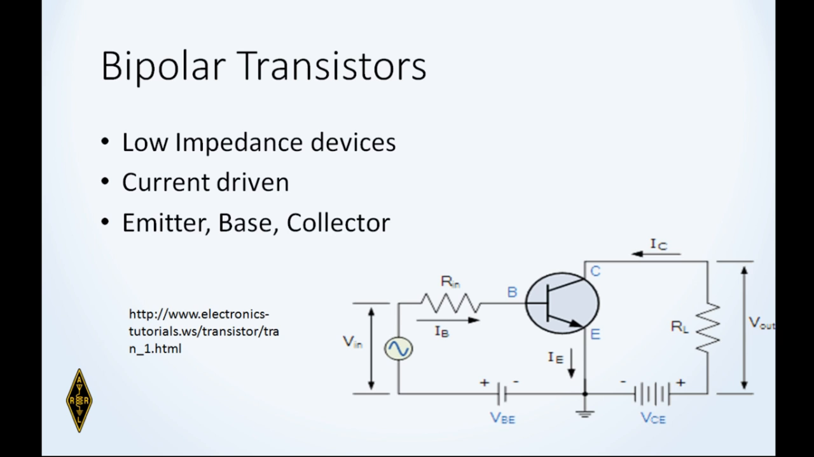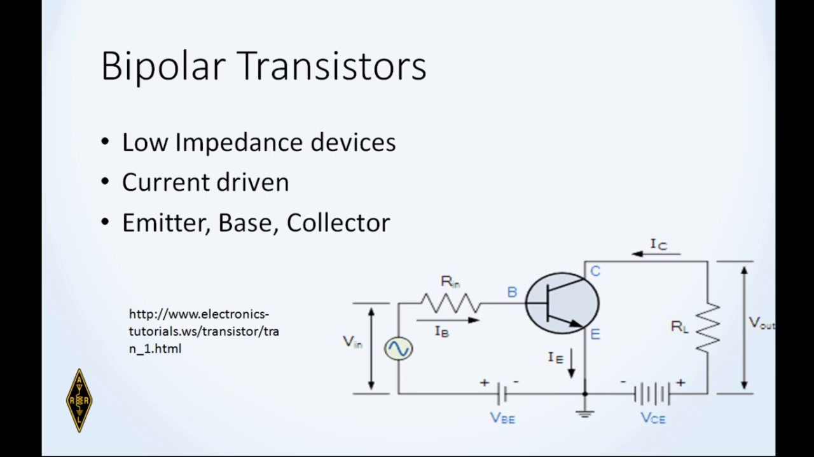Transistors. Transistors were those devices that Bell Labs invented and replaced the vacuum tubes. And bipolar transistors were the first type of transistors to be developed commercially. They're low impedance devices, and by that we say that they're current driven. Current has a greater influence through a bipolar transistor than does voltage.